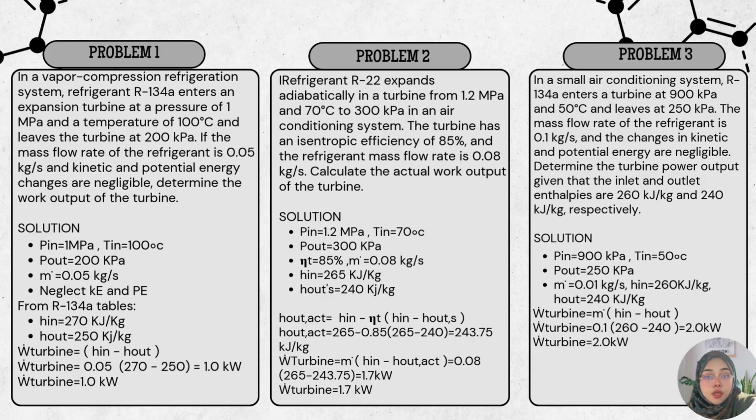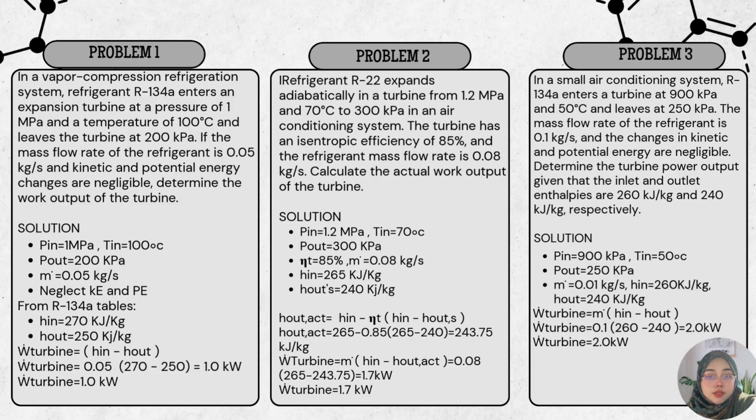So for the solution, as given, we have P in is 1 megapascal, temperature in is 100 Celsius, and P out is 200 kilopascal. For the m dot, we have 0.05 kilogram per second, and we neglect KE and PE. From the table, we got h in equal to 270 kilojoule per kilogram and h out 250 kilojoule per kilogram. For the turbine work, the formula is h in minus h out. After calculating, we got 1.0 kilowatt.